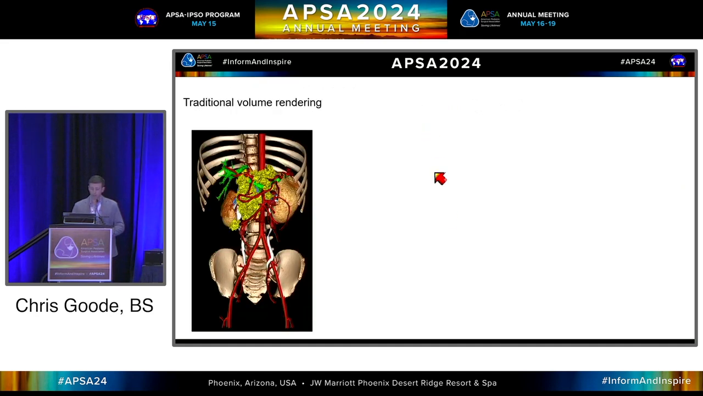So moving on to modeling. We do put these images into our PACS system. You can't always view everything in VR at all times, so anything you can do to have information for the surgeon is helpful. And your segmentation software is going to give you something similar to this when you start out, a traditional volume rendering.